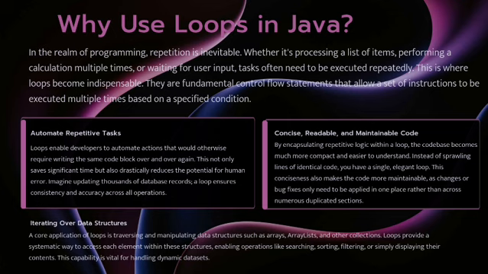specified condition. A core application of loops is traversing and manipulating data structures such as arrays, array lists, and other collections. Loops provide a systematic way to access each element within these structures, enabling operations like searching, sorting, filtering, or simply displaying their contents. This capability is vital for handling dynamic datasets.